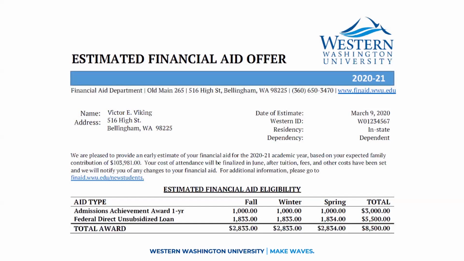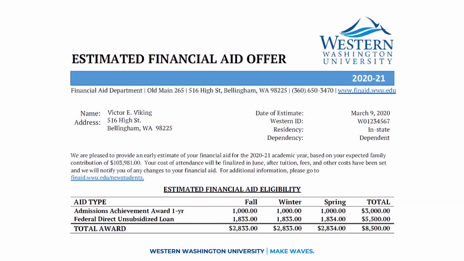If you received a scholarship on your offer that doesn't have anything indicating 1 year or more, probably it's safe to assume that that's a 1 year scholarship. Correct me if I'm wrong, Zoe. But yeah, that's kind of the top page of that financial aid award. You can also see your information, including your residency status and dependency status.